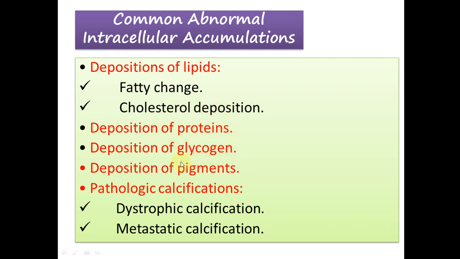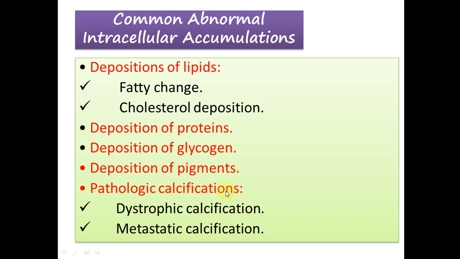We will discuss the deposition of glycogen, which is formed from the deposition of glucose in the form of glycogen, mainly in the liver and skeletal muscles. We will also discuss the abnormal deposition of some pigments like hemosiderin and lipofuscin. And finally, we will discuss abnormal deposition of calcium.